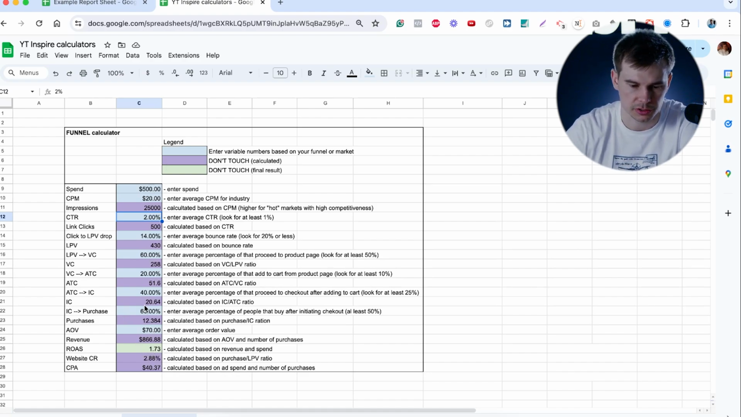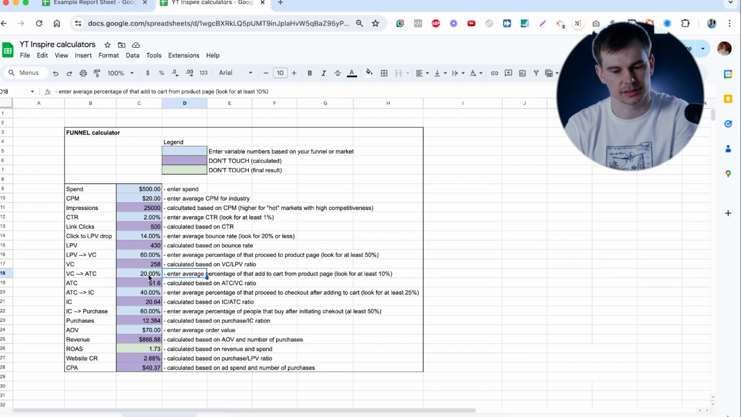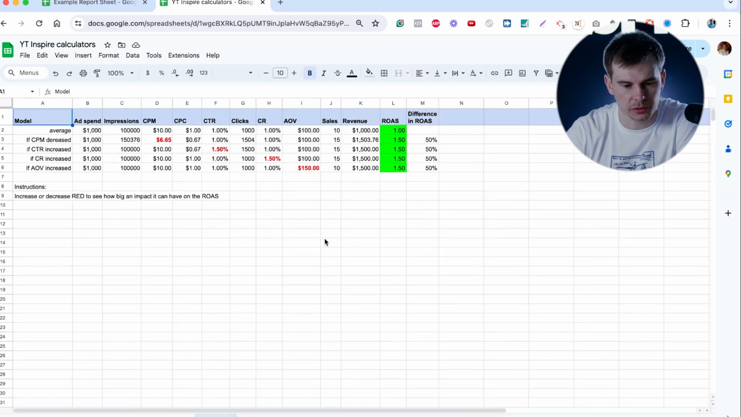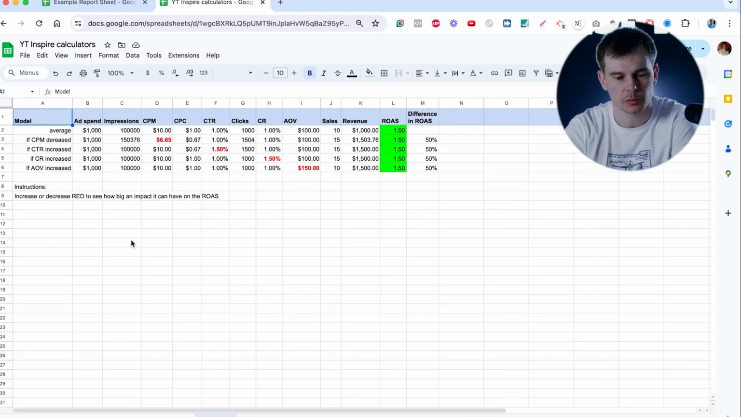But inputting your historic numbers would give you an indicator of where in the funnel you have drops. Let's say that only 10% of people add to cart. That's something that I need to fix first. In addition to this, we have this model calculator, which tells us which numbers we need to work on and which numbers we need to focus on most to actually increase our ROAS.